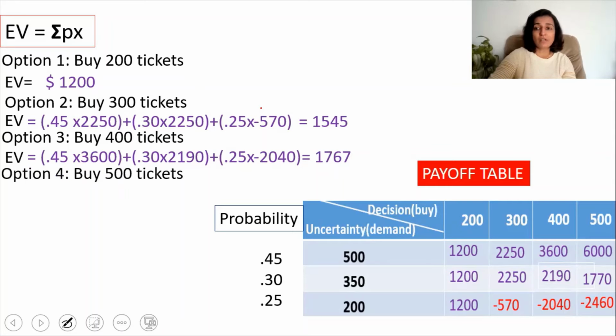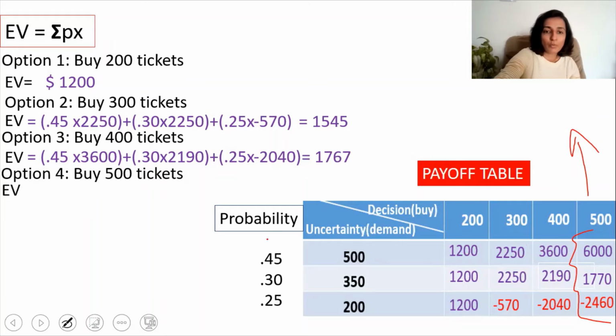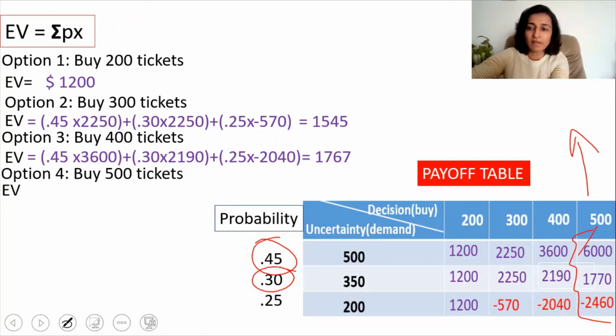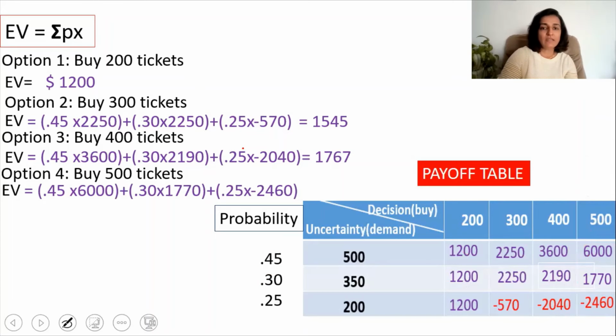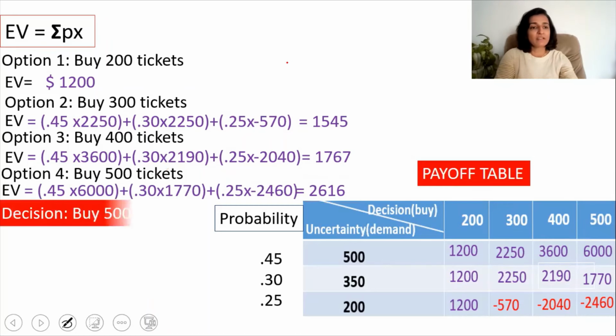Now the fourth option is to buy 500 tickets. So all eyes on this column. So the expected value is equal to 0.45 multiplied by 6,000 plus 0.3 multiplied by 1,770 plus 0.25 multiplied by negative 2460. So that's what is written here. So the EV comes to 2616. So which is the highest EV? The highest EV is 2616. So the final decision is buy 500 tickets.